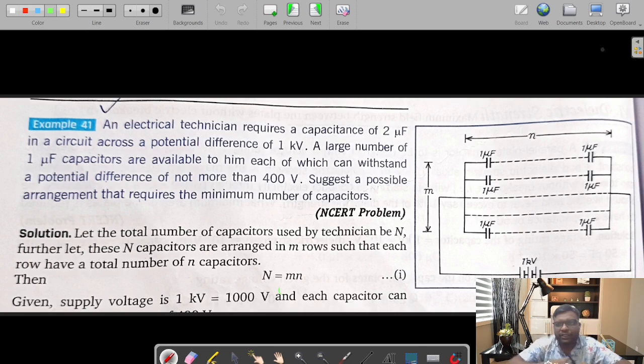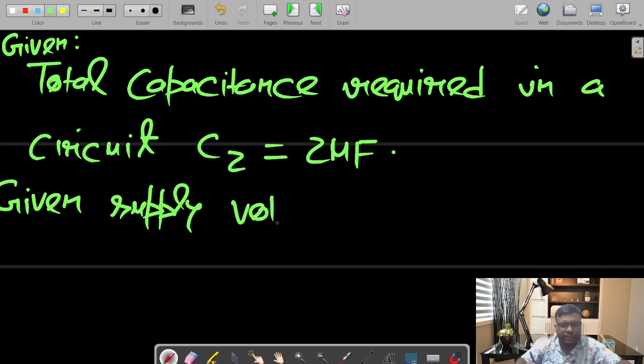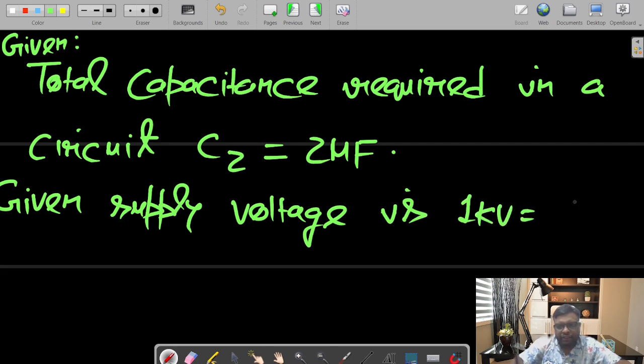So the given supply voltage is 1 kilovolt, and it is equal to 1000 volt. Now, it is 1000 volt.